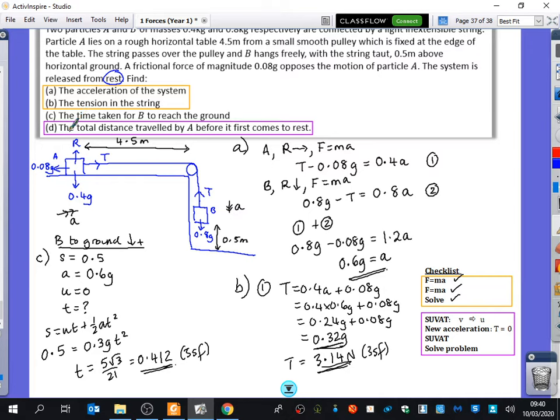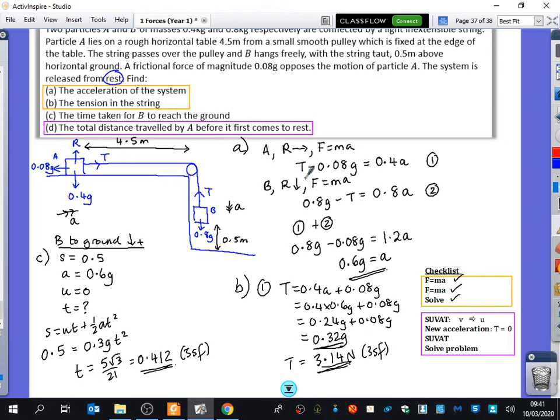And we want to find out the total distance travelled by A before it first comes to rest. So A is going to be tugged along by B hitting the floor. After A has travelled 0.5 metres though, what's going to happen? The tension is going to go, because once B has hit the floor, that string is going to go all wobbly because it's no longer going to have any tension in it. So if the tension has gone, what else is going to change about A? The acceleration of A will change because A was only accelerating here because there was tension.